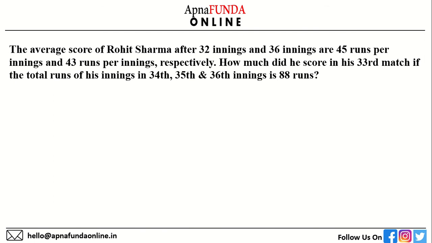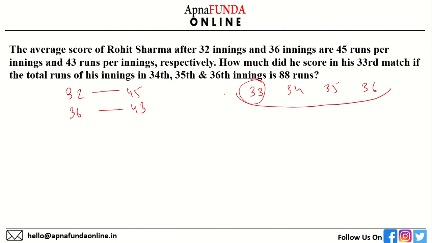Okay, so what is given is after 32 innings, his average runs are 45, and after 36 innings, the average runs are 43. Now, there is a difference of four matches: 33, 34, 35, and 36. We need to find how much he scored in the 33rd match. What we know is that in 34, 35, and 36 he scored 88 runs.